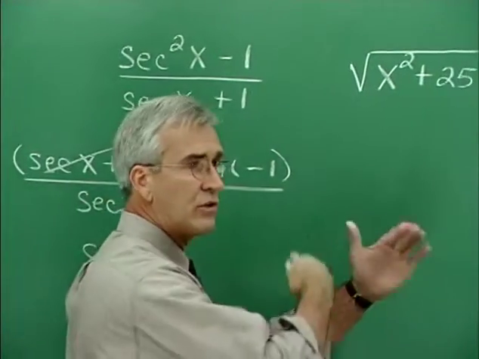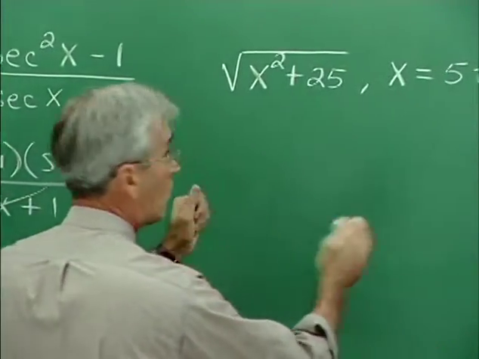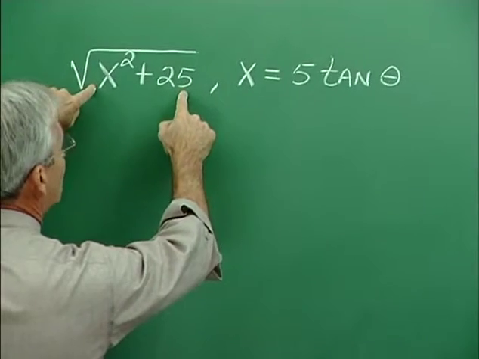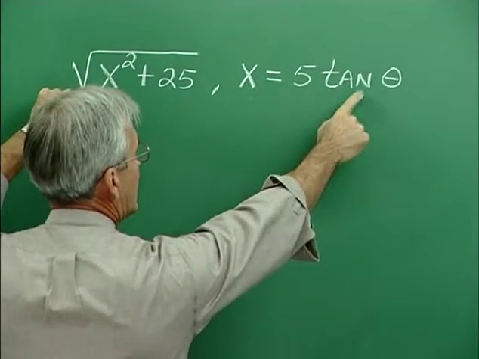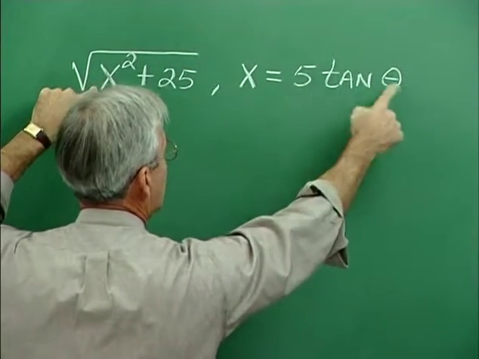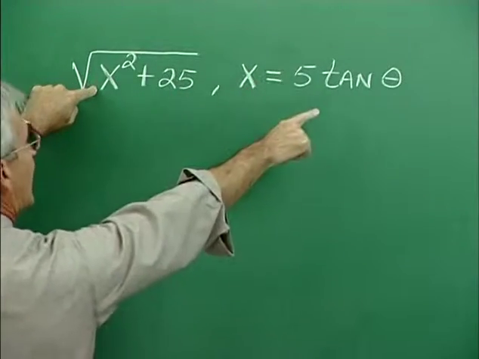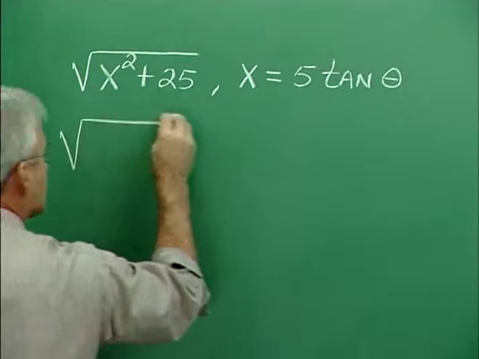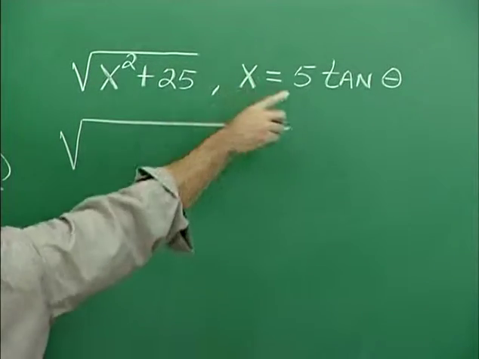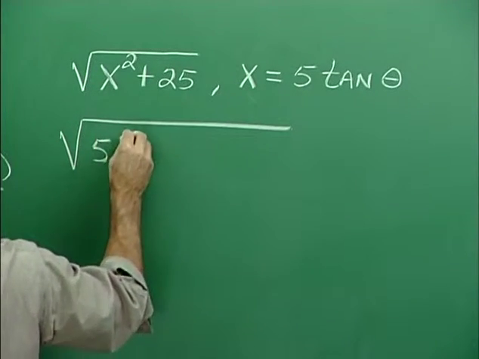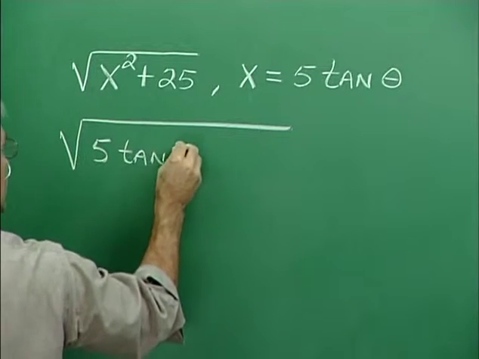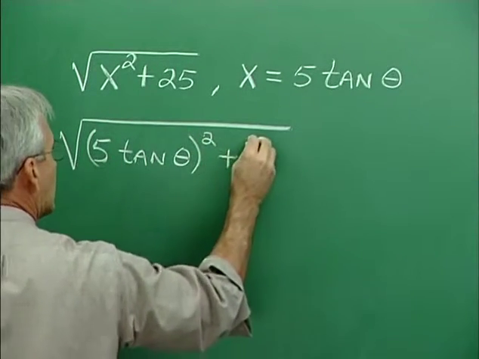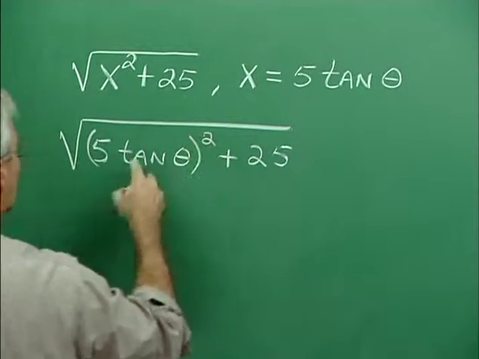Here's a situation that just involves a simple substitution, or what appears to be a simple substitution. We have x squared plus 25 under a radical, and x is 5 tangent theta. Well, if x is 5 tangent theta, let's replace x with that value and just kind of follow our nose through the problem. This becomes the square root of, now x is replaced with the 5 tangent theta, and it's squared. So the whole thing is squared, then plus 25.